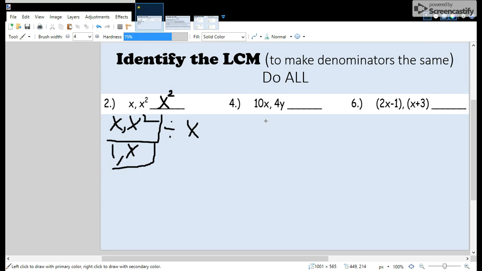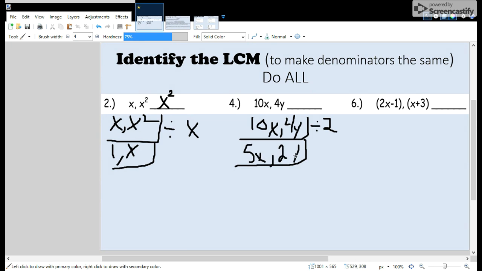On number 4, we have 10x and 4y. So we're going to go ahead and write those out and set up our cake method. These both divide by 2 because they're both even numbers. So 10x divided by 2 is 5x, and 4y divided by 2 is 2y. So 5x times 2y times 2 is 20 times x times y.